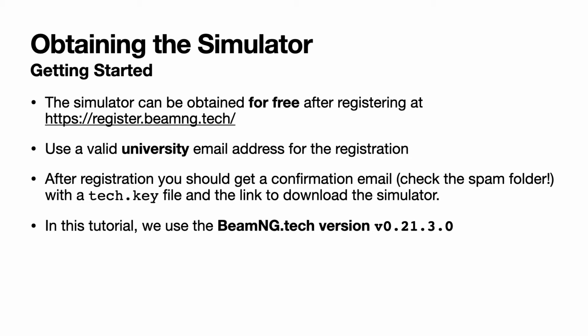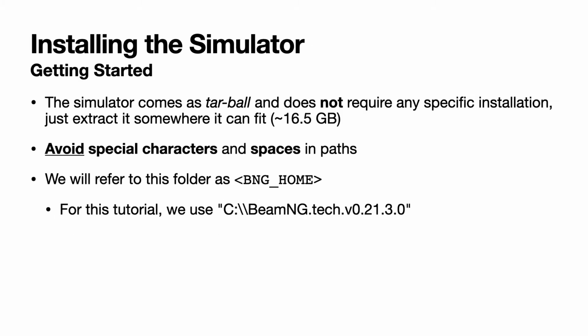In this tutorial, in particular, we are going to use BeamNG.tech version 0.21.3.0. On the page to download the simulator, you are going to see other versions as well. Please download this exact version. To install the simulator, you don't have to do much more than download it, which is a big tarball, and extract it. At that point, assuming that you have space to run it, you can run it.